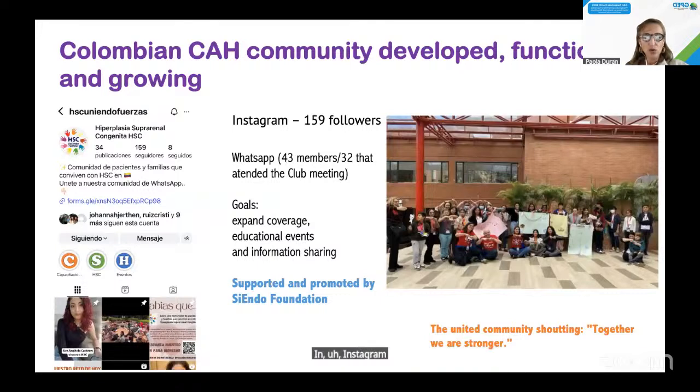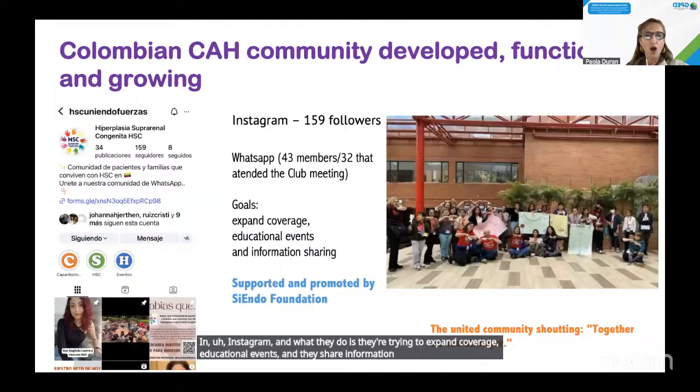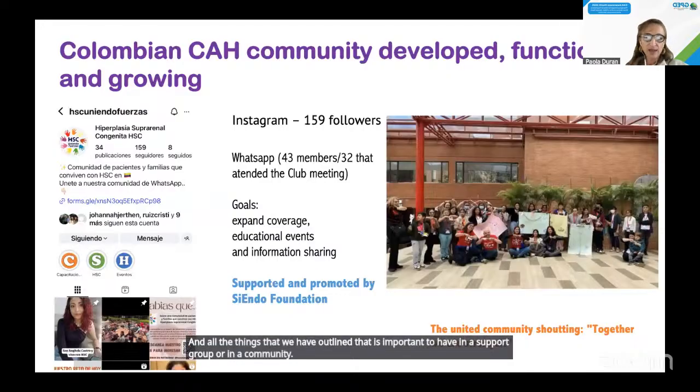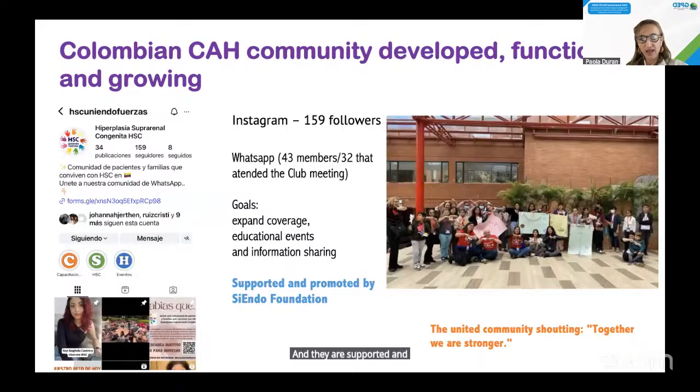And what they do is they try to expand coverage, organize educational events, share information, and of course give support, and all the things that we have outlined that are important to have in a support group or in a community. And they are supported and promoted by Ciendo Foundation.